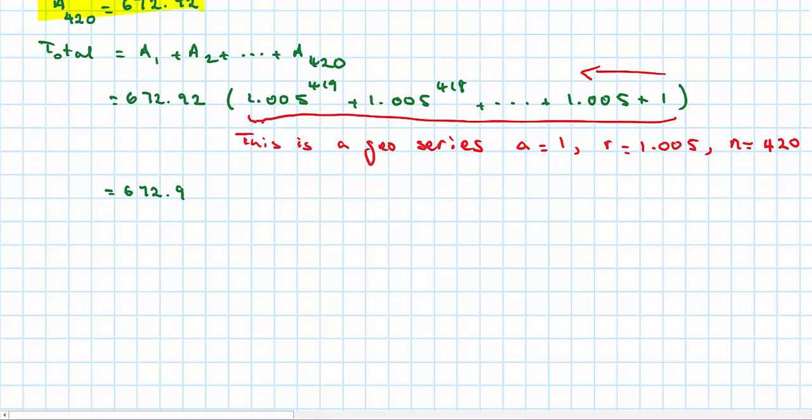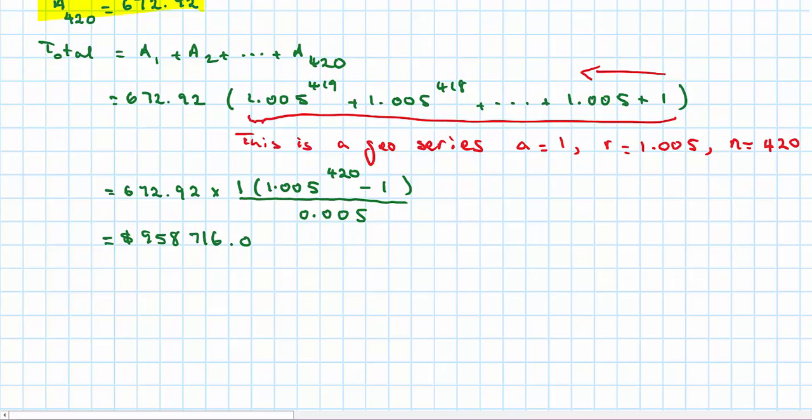Using the sum of geometric series, we have $672.92 times A, which is 1, times R, which is 1.005 to the power of n, minus 1 all over 1.005 minus 1, which is 0.005, which gives me $958,716.05 to the nearest cent.